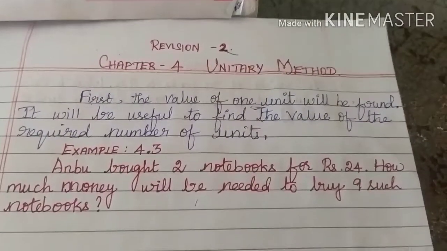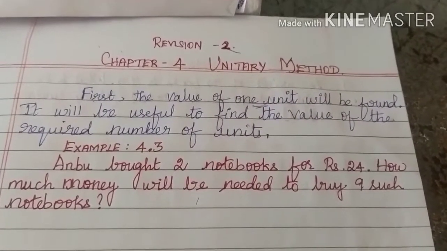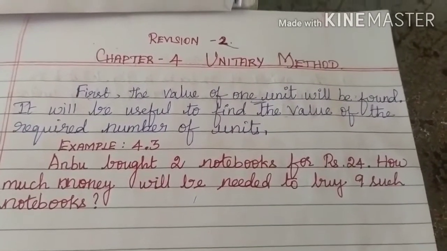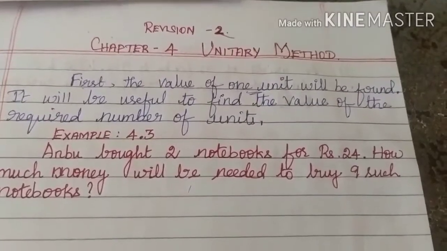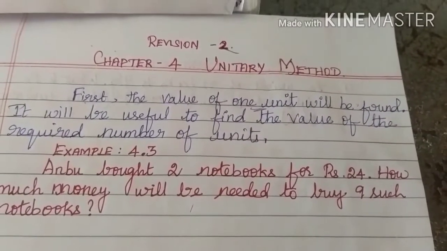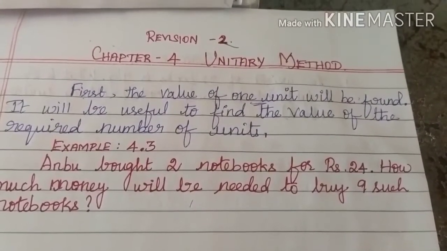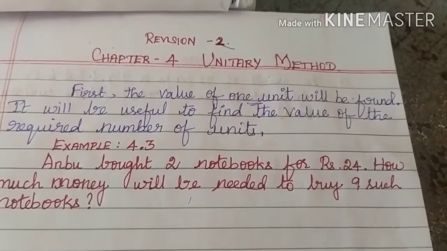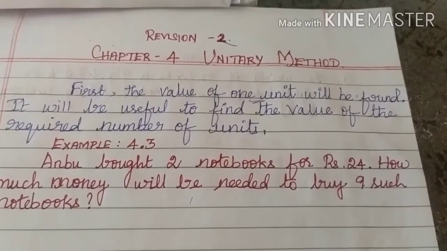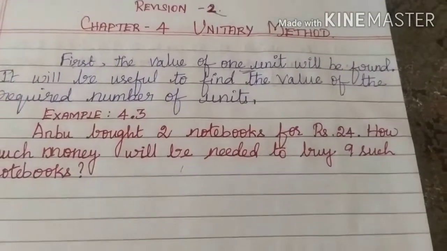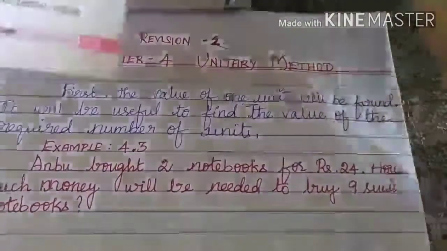This unitary method comes under direct proportion. Last class we learnt all the direct proportion sums. After that, we have to learn this unitary method. Okay, are you clear, children, what is the unitary method? The value of one unit will be found, which will be useful to find the value of the required number of units. Okay, it is called the unitary method.